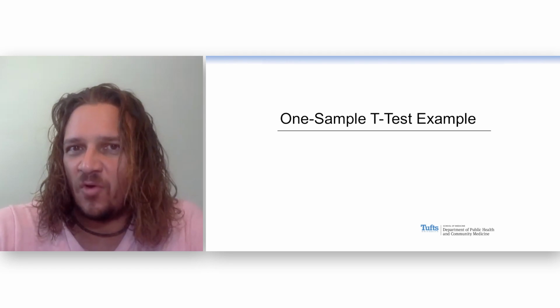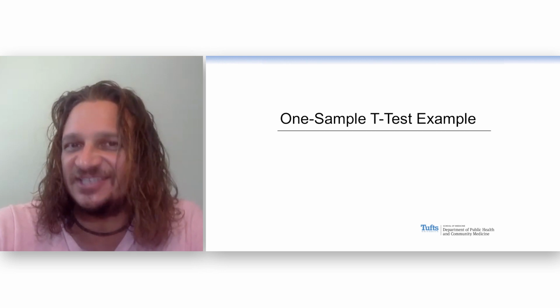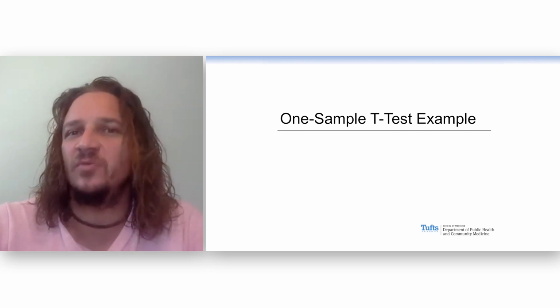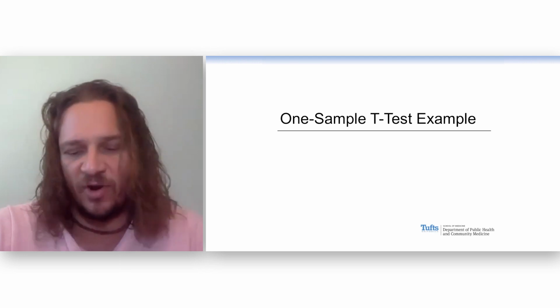Let's talk through one more example of a one sample t-test. And this one will be a little bit of a twist. Spoiler alert, it will not be statistically significant. So we'll see how we have to interpret and report our results when p is greater than 0.05.